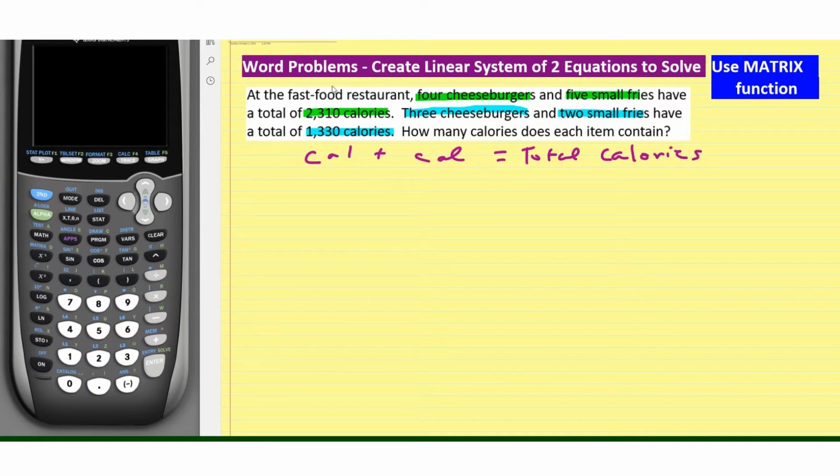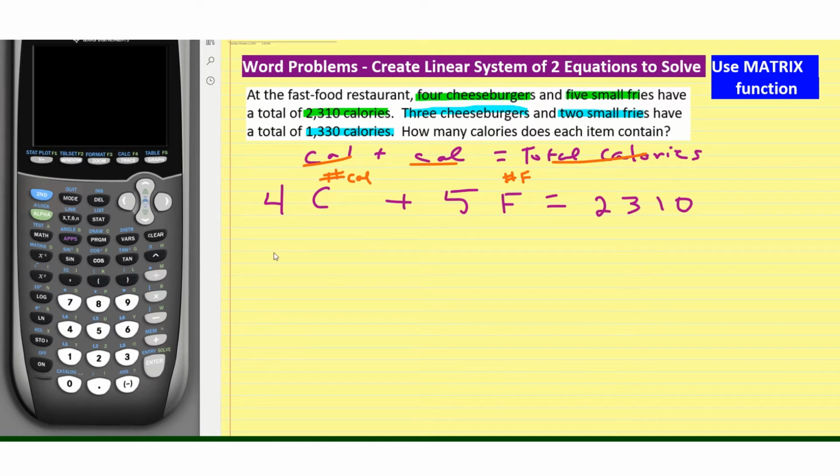Okay, so the first thing we're going to think about is the fact that we have 4 cheeseburgers plus 5 small French fries, and that total calorie count is 2310. We need to realize that the C stands for the number of calories that are in one cheeseburger, and the F is going to stand for the number of calories in one order of French fries. So that way we have the calories plus the calories equals the total calories. Okay, so let's go ahead and set up the second equation.